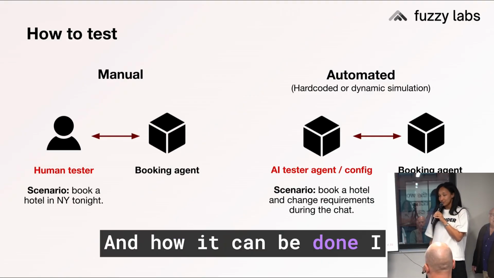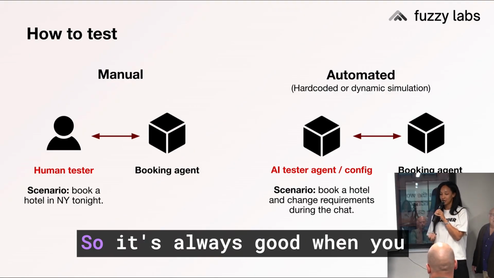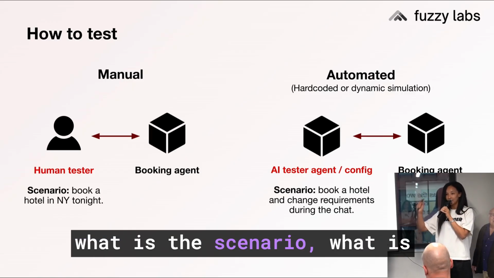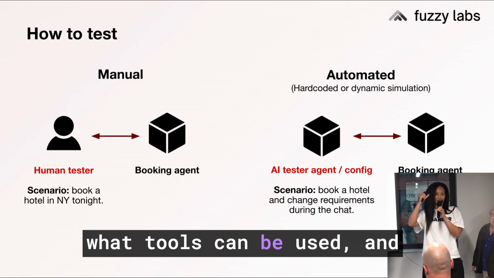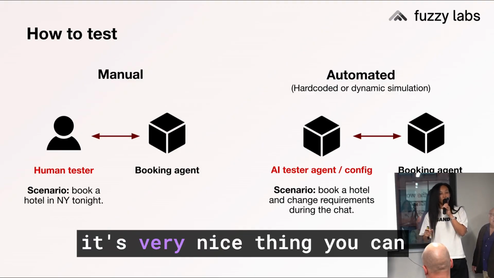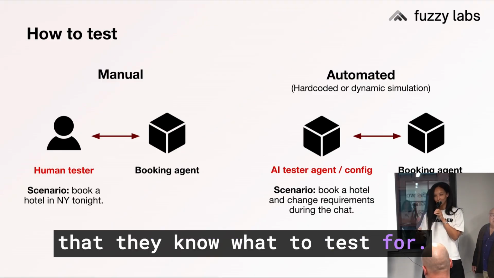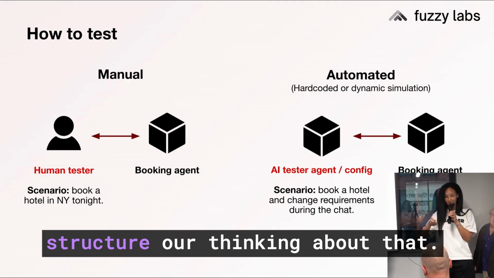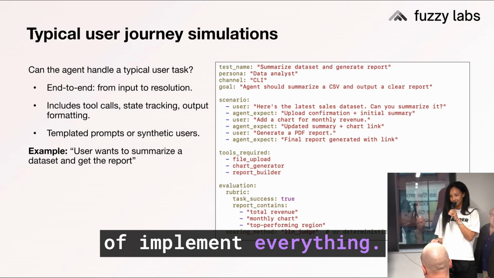And how can it be done? I believe the very important part is the test configuration. So it's always good when you can create very nice formats so that you can summarize what the scenario is, what the user profile is, what the intent is, what is happening, what tools can be used, and what the desired output is. Even if you do it manually, it's a very nice thing you can provide for your testers so that they know what to test for. If you can automate it, it's even better. So that's how we can structure our thinking about that. And then finally, we can implement everything.